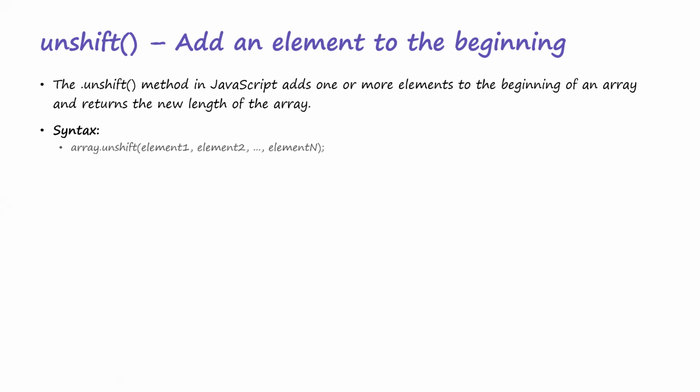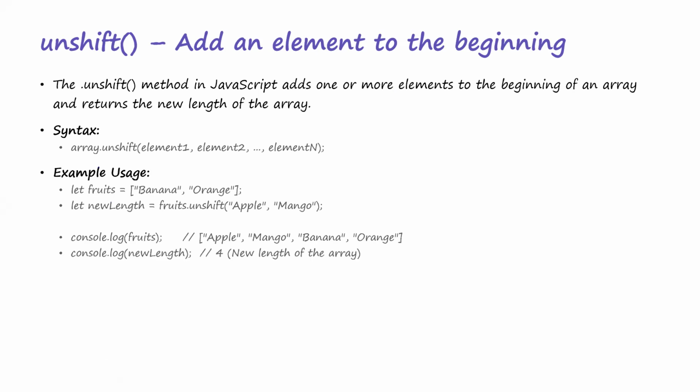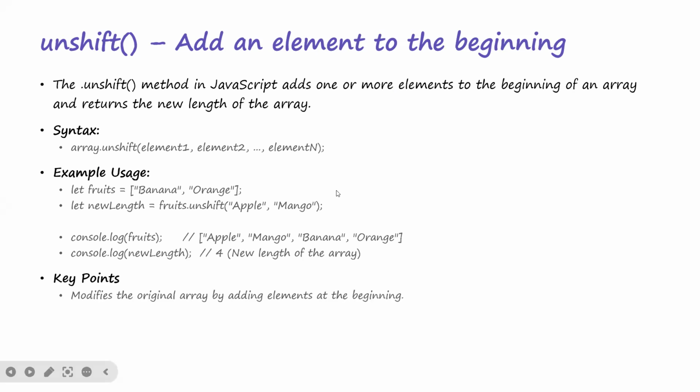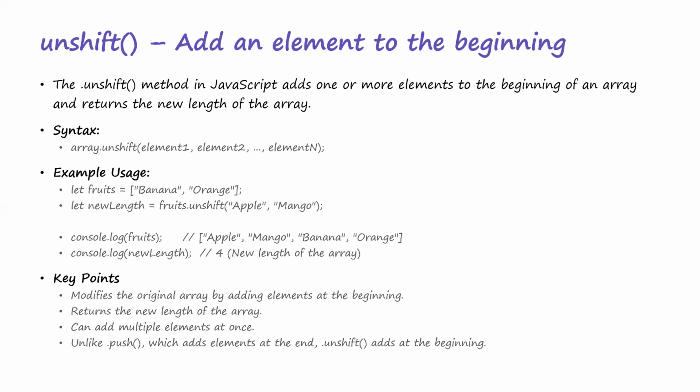But this time around, where they perform the operation is the difference. Unshift adds these elements at the beginning, while push adds at the end of the array. Basically the same thing that we have seen, and it will also return the new length. Key points to note here: it modifies the original array by adding elements at the beginning, returns the new length of the array, and it can add multiple elements just like the push method. But unlike push, which adds elements at the end, unshift adds elements at the beginning.